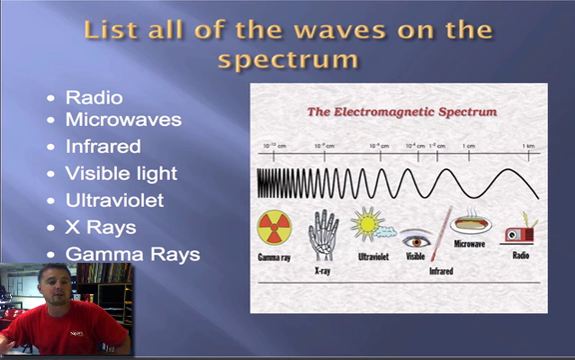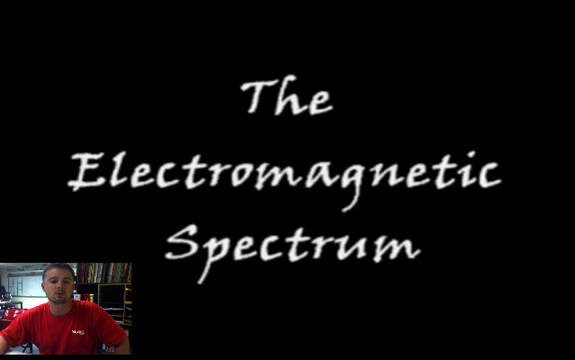We're going to look at every single one of these today. Radio, microwave, infrared, visible light, ultraviolet, X-rays, and gamma rays. Okay? This is a great video to get us started to take a look at the electromagnetic spectrum. So I'm going to load that up, let you watch that, and I'll be back with you.